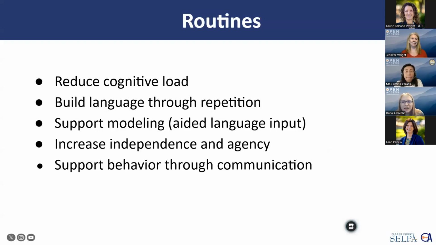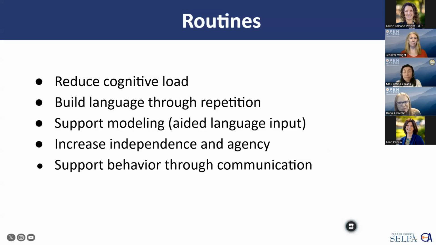And we also can use routines to help support behavior through communication. When we have clear routines and we have AAC tools that are accessible, we give students ways to express and participate actively. So some examples of routines that might happen throughout the day, I'm sure you're all familiar with them because they're routine, are morning meeting and shared reading and snack time and music and movement, but it's also arrival and departure and bathroom time, right?